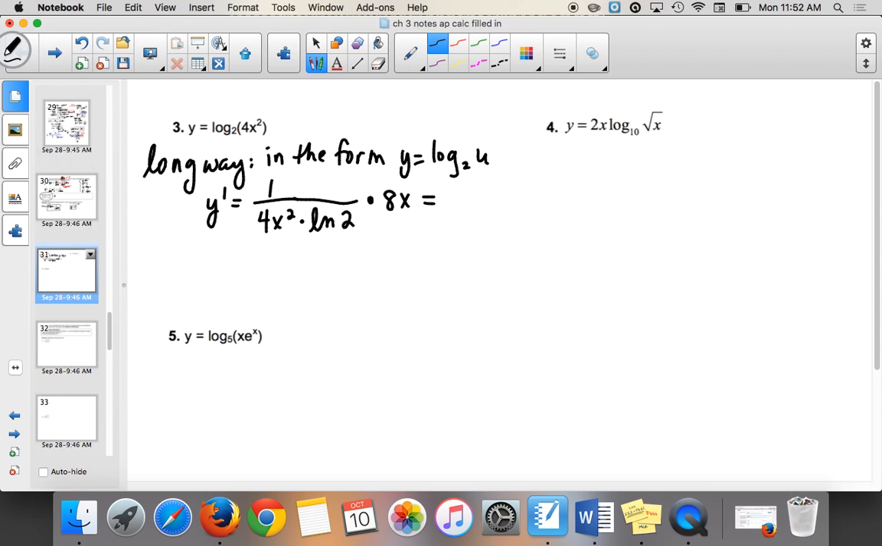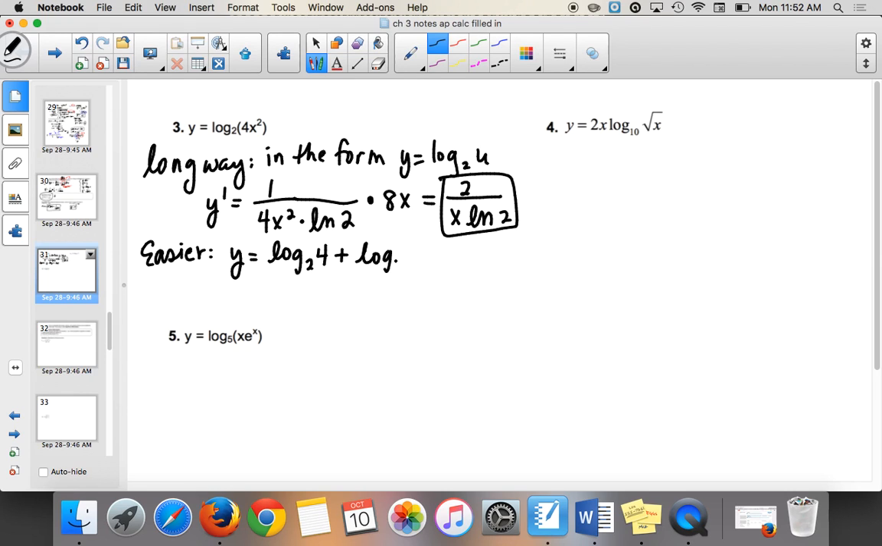And then you could simplify. So you could say, okay, 8 and 4 reduce down to 2, so I have a 2 on top, and x and x squared make an x on the bottom, and then you get this. So you could do that, but there's an easier way. Your easier way is to separate your logarithms first. So you would first write this as log base 2 of 4x squared is going to be log base 2 of 4 plus log base 2 of x squared.